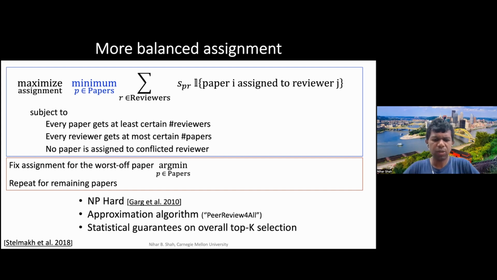Solving this optimization problem is NP-hard in general. We propose an approximation algorithm with strong approximation guarantees, strong statistical guarantees, and so on. We also do a lot of theory proving guarantees, which I won't talk about here. Any questions? I'll show you some plots in the next slide, but any questions before that?